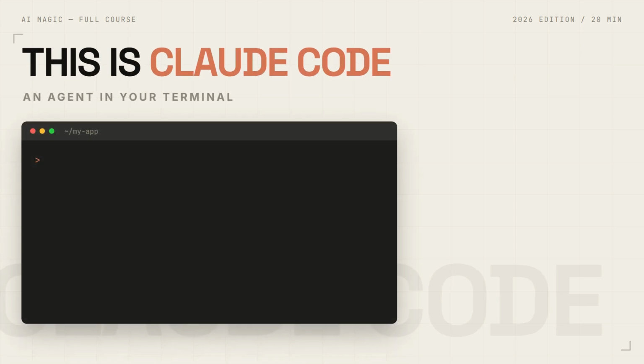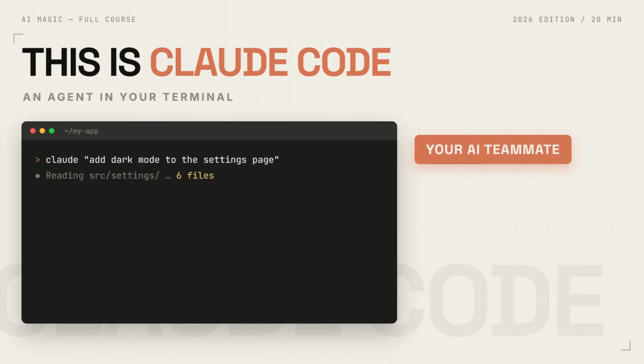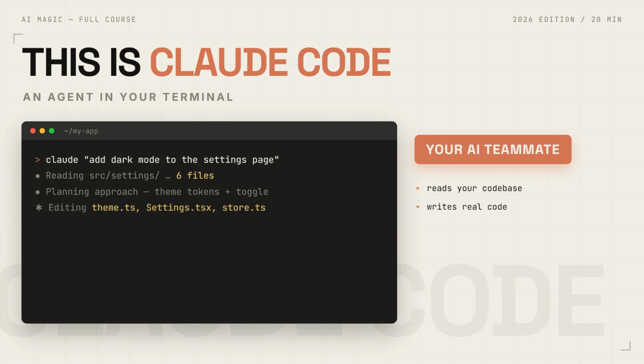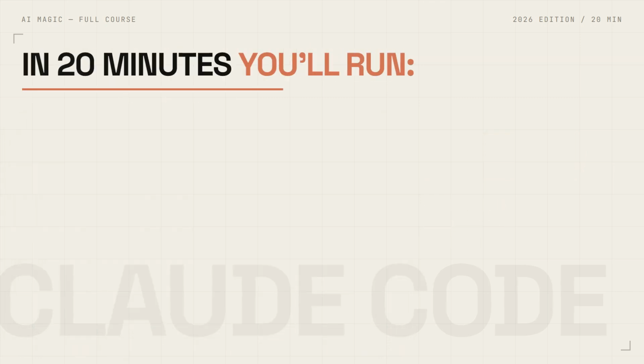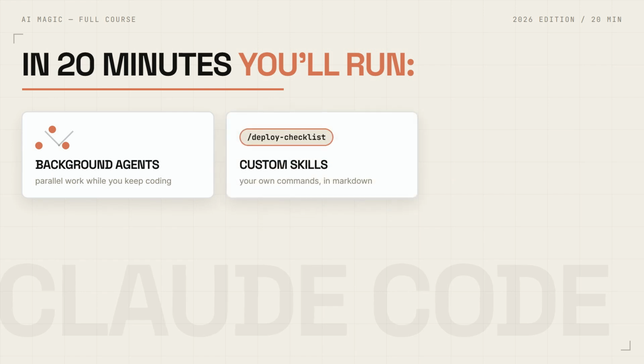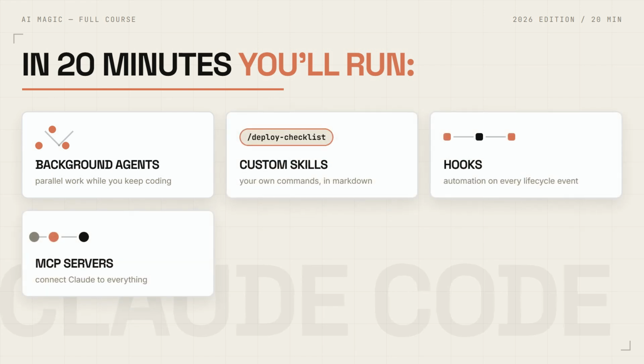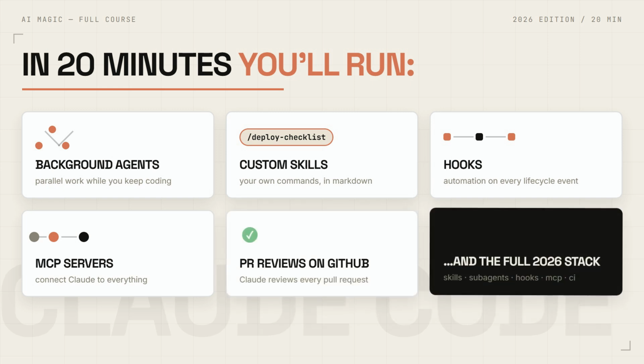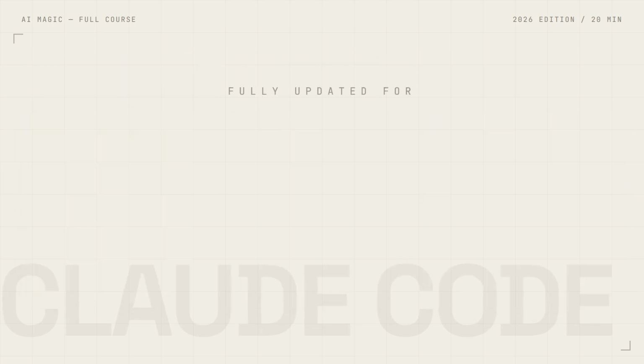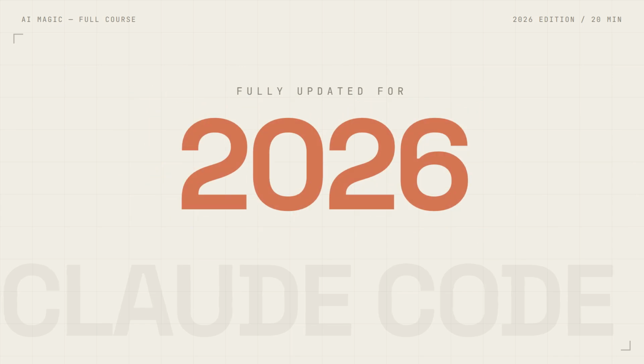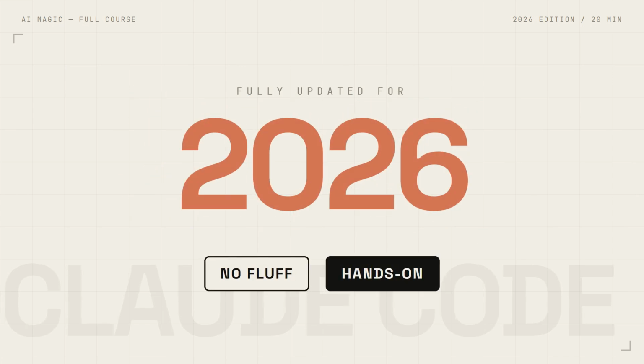This is Claude Code, an AI agent that lives in your terminal, reads your code base, writes real code, and ships actual features. In the next 20 minutes, you'll go from a blank terminal to running background agents, custom skills, hooks, MCP servers, even Claude reviewing your pull requests on GitHub. Fully updated for 2026. No fluff, no theory dumps, everything hands-on.